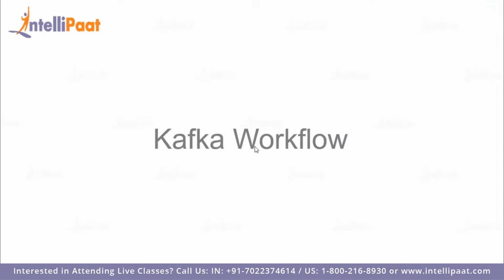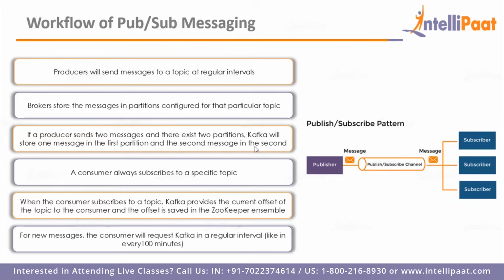Now let's look at the Kafka workflow. The producers will start off by sending messages to a topic at regular intervals. Let's say there is one particular topic and the topic is related to football. Now the producer will publish or send messages to that particular topic at regular intervals. After that, the brokers will store the messages in partitions configured for that particular topic. So let's say this topic football has 3 partitions, then these messages would be stored in these 3 partitions.